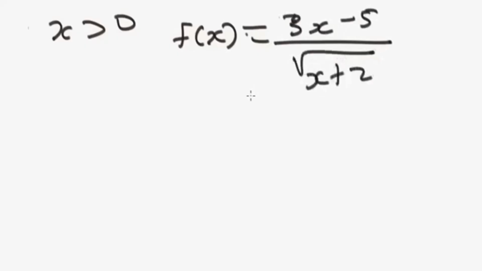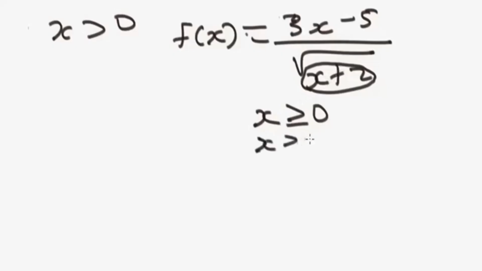So to find the domain of this function, normally it should have been x is greater than or equal to 0 for this x when you consider the expression under the square root. But 0 cannot be under the denominator, so that's why it has to be x greater than 0.